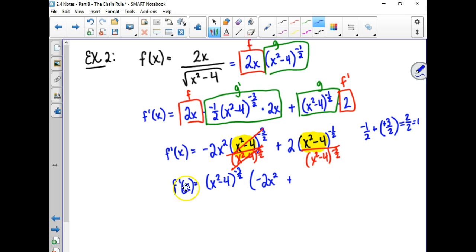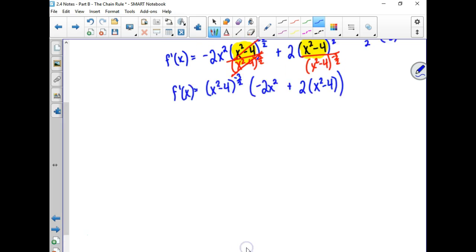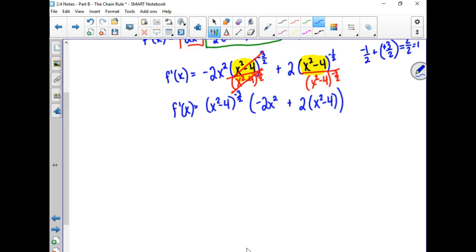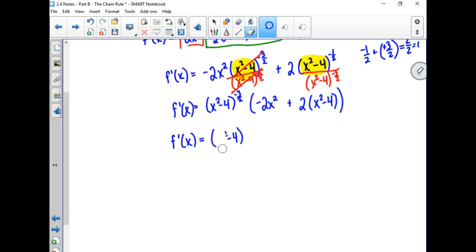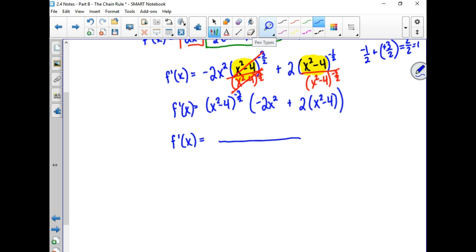So we keep that 2 that is right here, but then we have x squared minus 4 to the first power. We don't need to write that 1 there. So f prime of x equals x squared minus 4 to the, actually let's go ahead and move that to the bottom. You guys alright with that? Since it has a negative exponent, I have x squared minus 4 to the positive 3/2. We move it to the bottom.